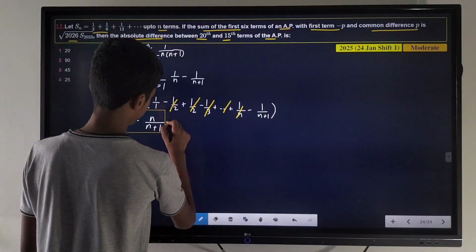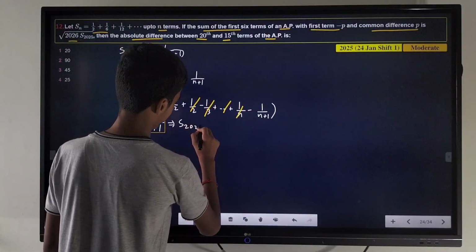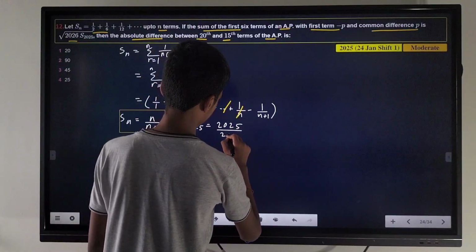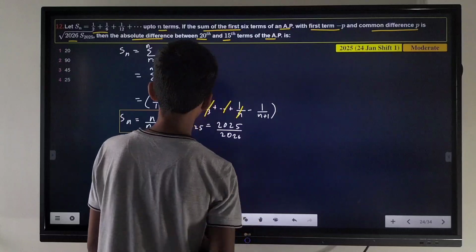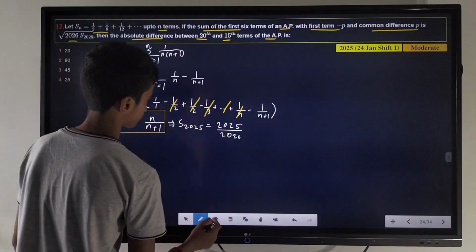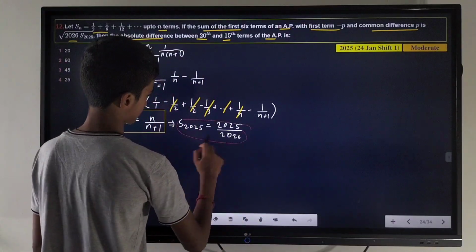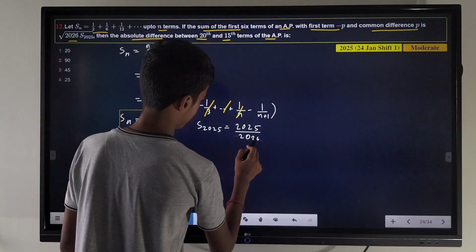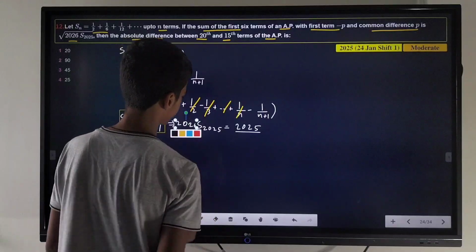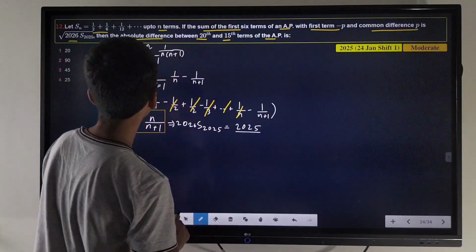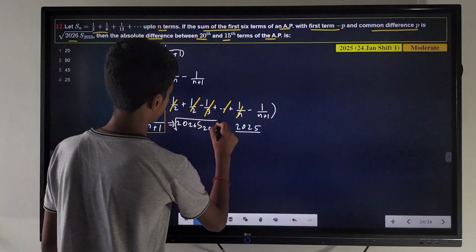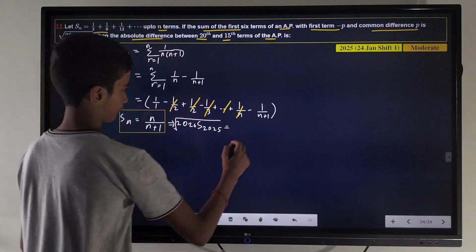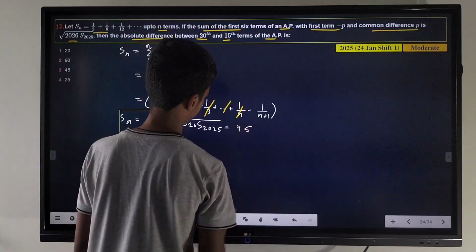So from here, as S of 2025 is equal to 2025 upon 2026, we will take 2026 to the left hand side, and the square root of 2026 times 2025 will be the square root of 2025, which is 45.